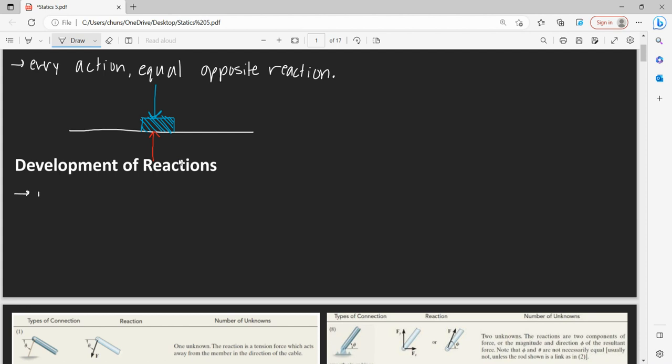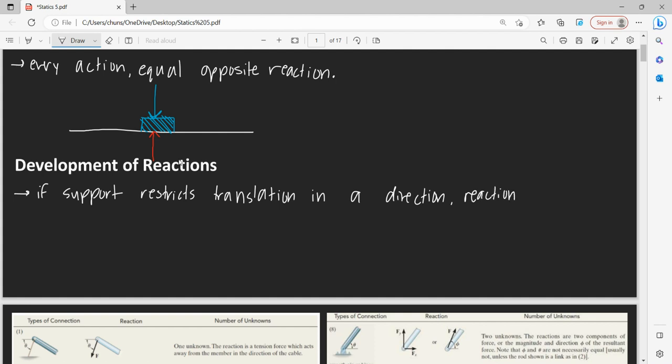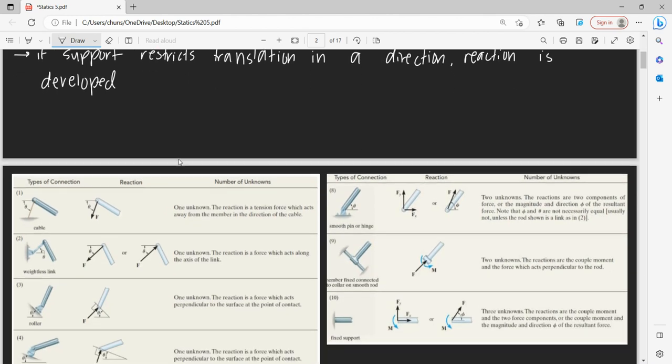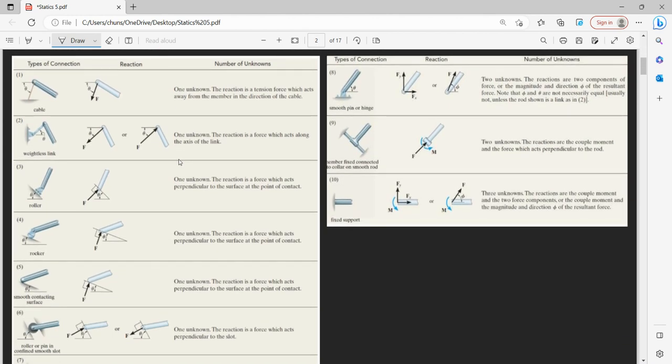So if a support restricts translation in a direction, a support reaction is developed. And this will make sense when I explain it using the visual diagrams in the next slide. So there are 10 main kinds of support reactions.